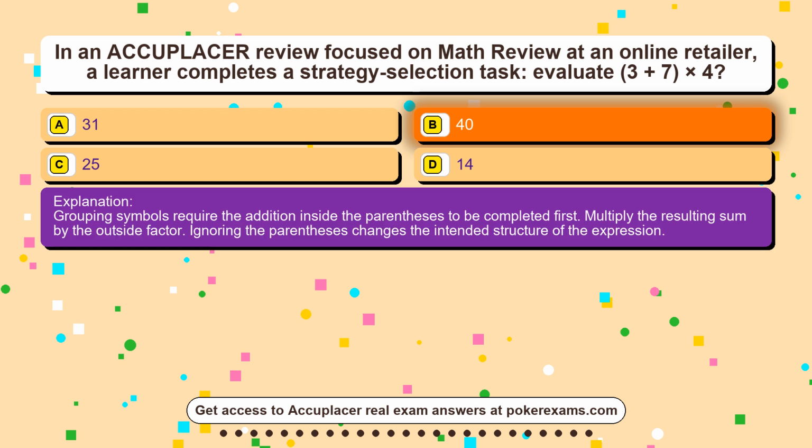Grouping symbols require the addition inside the parentheses to be completed first. Multiply the resulting sum by the outside factor. Ignoring the parentheses changes the intended structure of the expression.